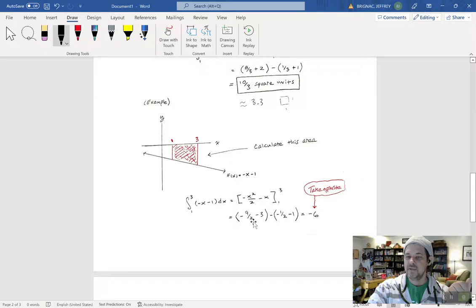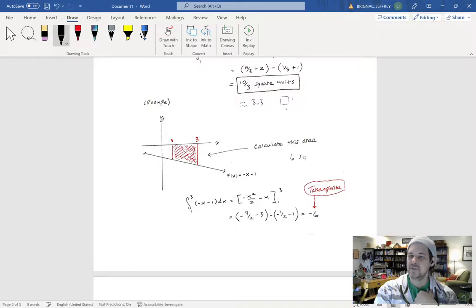I put in 3. That's how I get negative 9 over 2 minus 3. I subtract. I put in 1. I get negative 1 over 2 minus 1. And then I do the arithmetic. That turns out to be negative 6. Okay? All right. So the area, the size is not negative 6. It's 6, right? You take the opposite of that. So the area is 6.